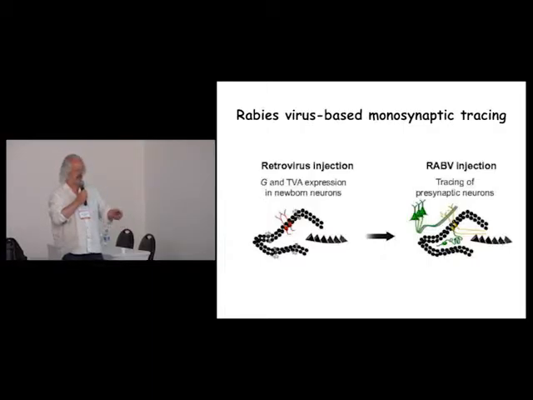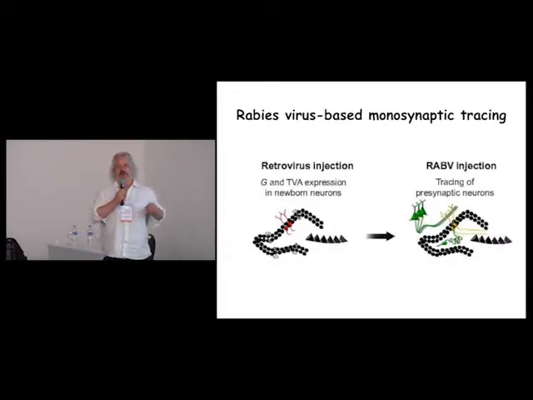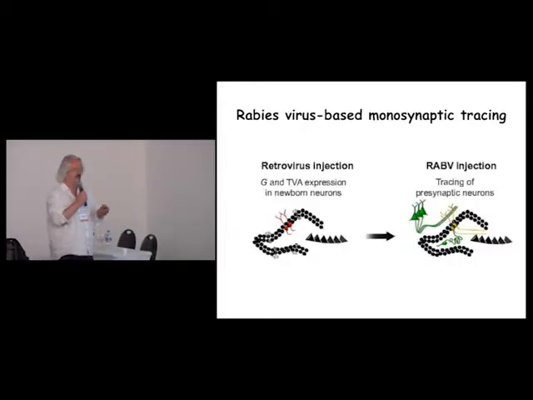So in our case, we are interested in studying the connectivity of adult-born neurons in the hippocampus, and the concept essentially, or the way that we want to use it, is by this approach to trace connections, for example, from the entorhinal cortex, but also the local connectivity, and see how this is affected by different paradigms of experience, such as, for example, when mice are exposed to an enriched environment, and you will see this in a moment.